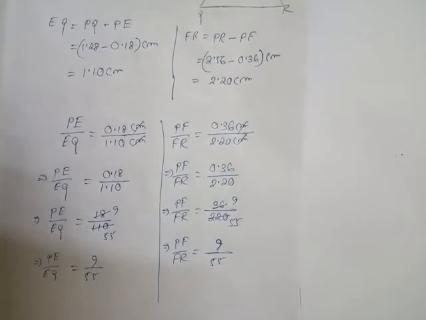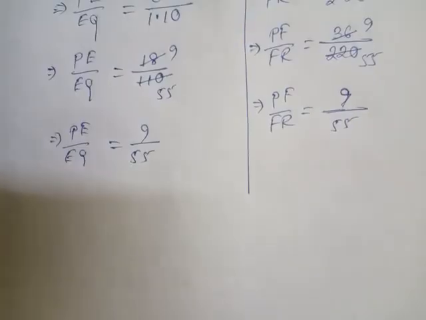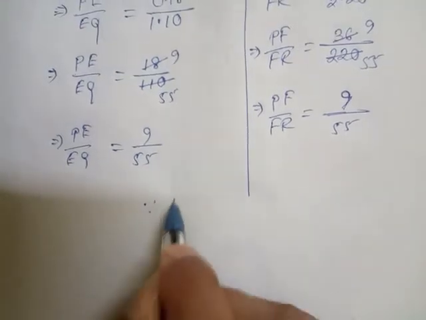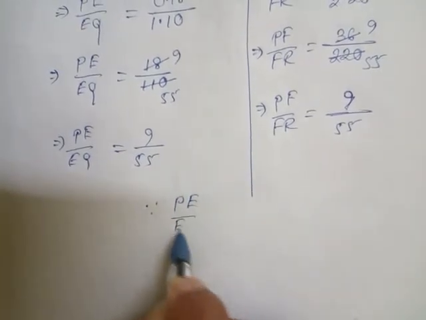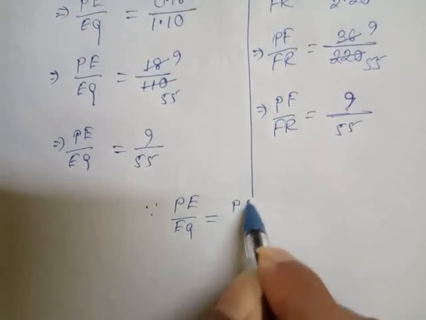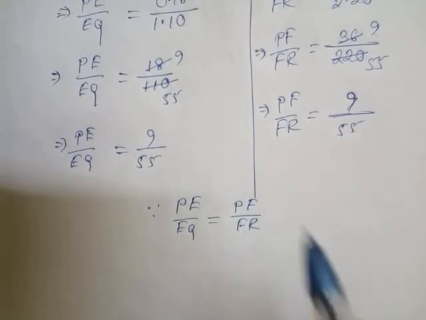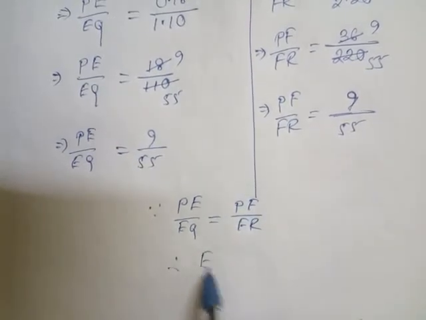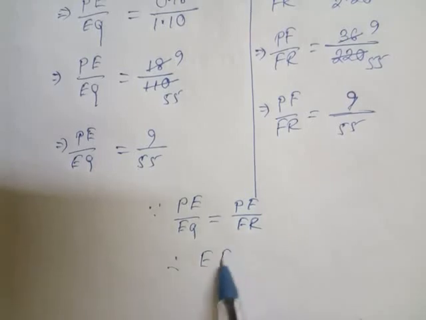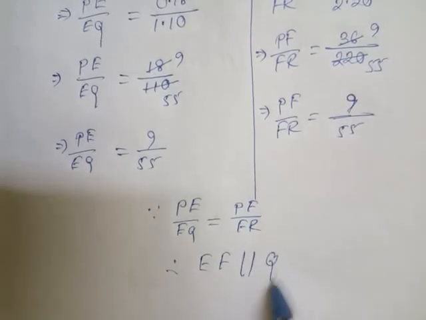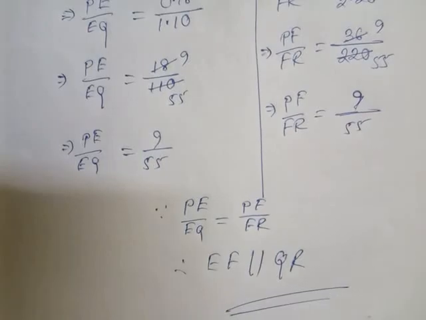Now look after that student. Now we write here, since PE by EQ equal to PF by FR, therefore we can say that EF parallel to QR. This is the answer of 2 Roman 3.